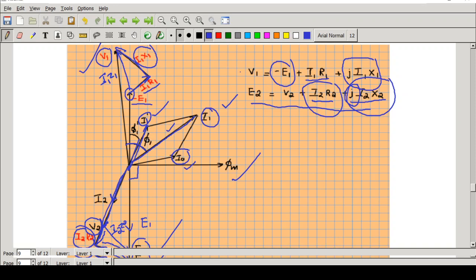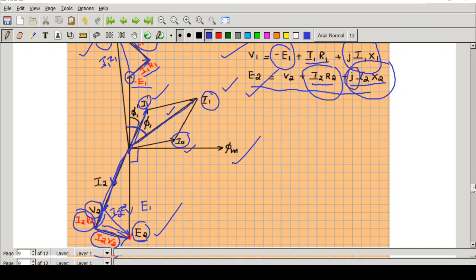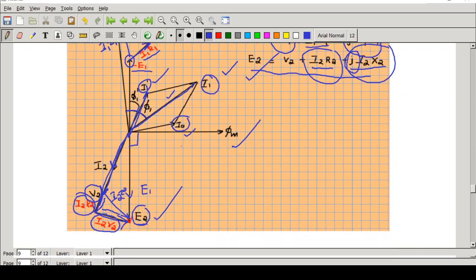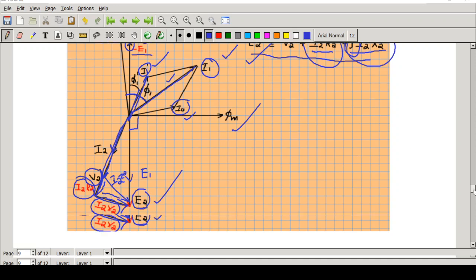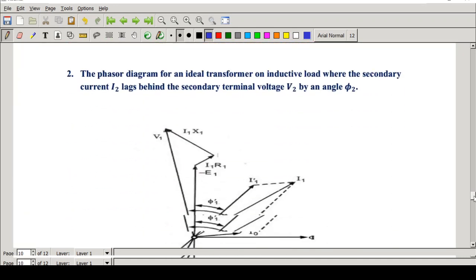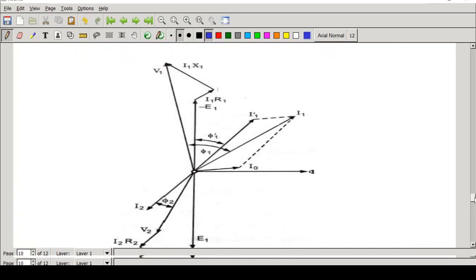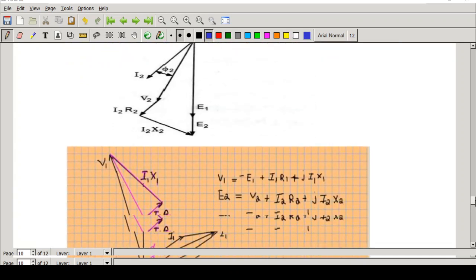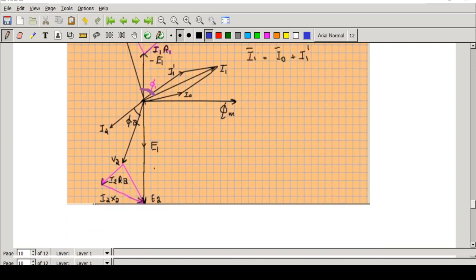So this is how you draw the vector diagram for an actual transformer under loaded condition for a resistive load. Basically you have to use these two equations. Next you have to see whether it is a resistive load, an inductive load or a capacitive load. Now we will move on to the inductive load. This is a phasor diagram for an actual transformer for an inductive load. As usual, phi m, and E1 and E2 lagging by 90 degrees. Now I am taking E1 to this side, minus E1.